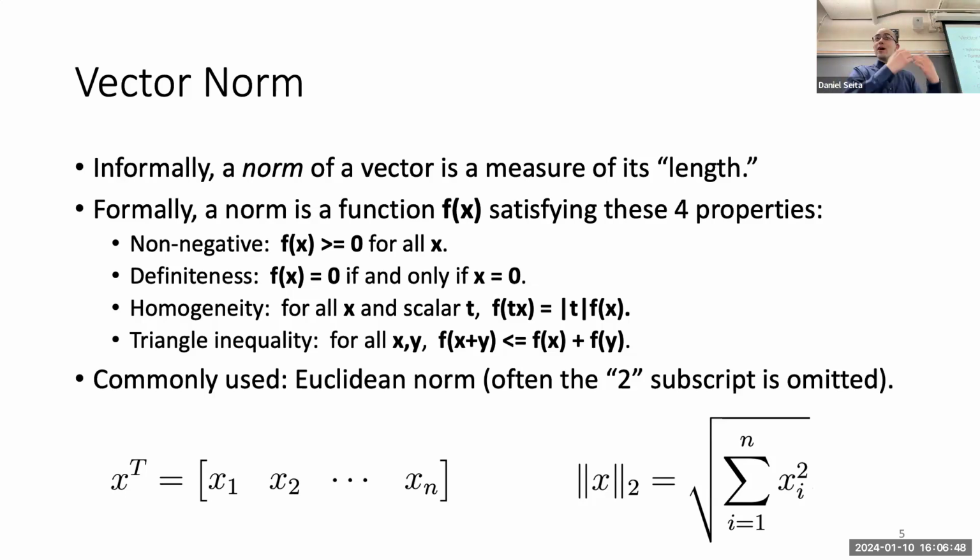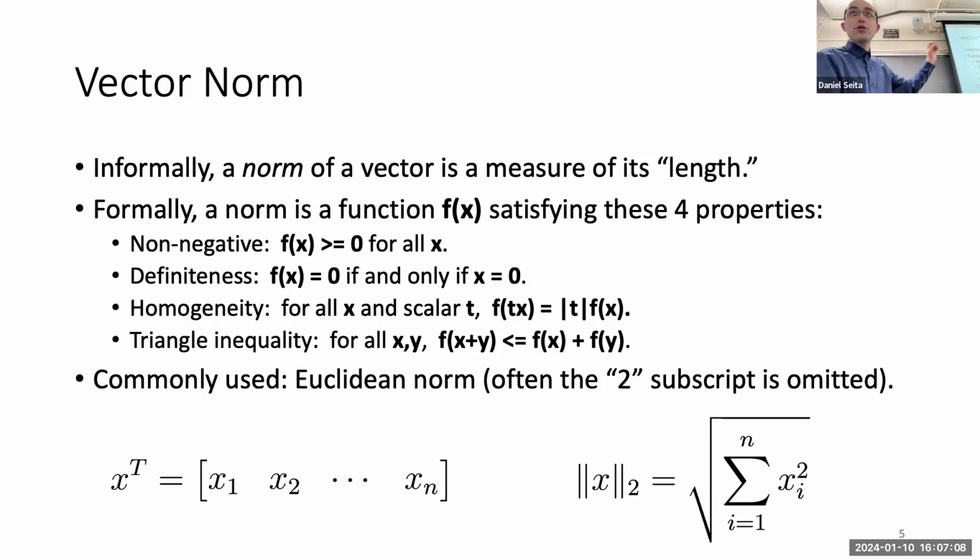Well, the first, it's got to be non-negative. If the length is negative, it gets a little bit confusing. So the length here is just going to be positive, and it's only going to be zero if x is a zero vector. That's the second condition. And then the third and fourth conditions are homogeneity and the triangle inequality. You can kind of see what they mean.